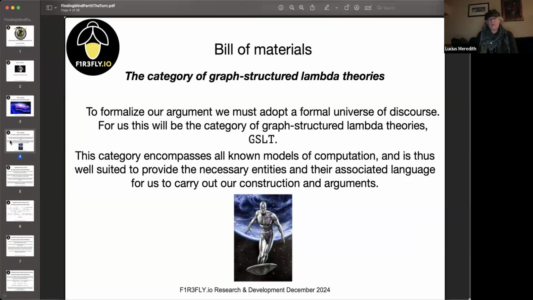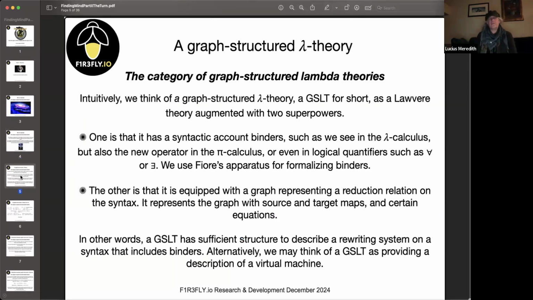In terms of the enterprise, the adventure we're on in this series of talks, this framework provides all the necessary entities to carry out the constructions and the arguments, as we'll see. So now I need to tell you what the category is, and what I'm going to do is give you some intuitions and an example. To trot out the formal definition would take the better part of our hour together, and so I won't be doing that.